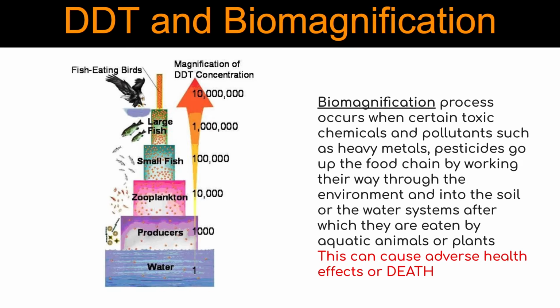So 1,000 zooplankton eats the producers, so they get 10,000. Small fish start to eat it, so it's in their body system, 100,000. Then we get to large fish. They start eating the small fish and the zooplankton and the producers, and they're in the water, so they get 1 million parts of that DDT inside of them.